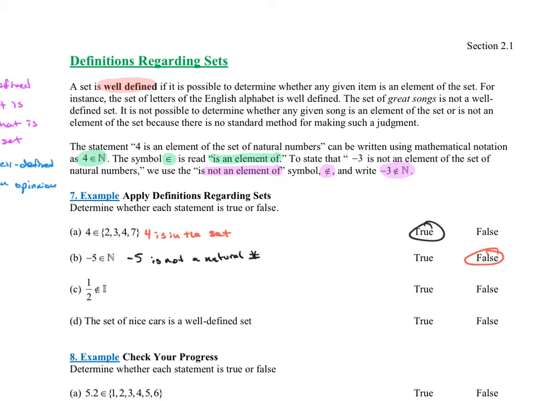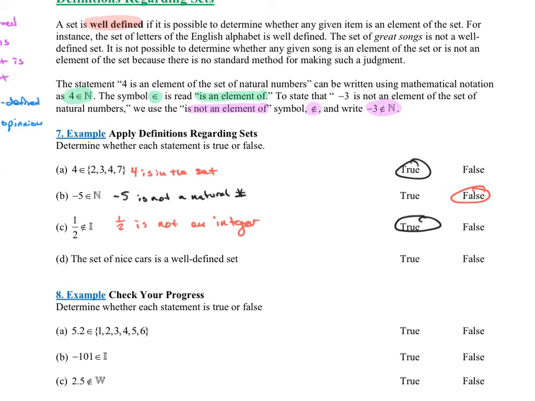Let's look at this next one. 1/2 is not an element of the integers. Remind yourself what the integers are. It's positive and negative numbers here. So 1/2 is not an element of the integers. That's true. Why is that true? Because 1/2 is not an integer. I didn't lie. I told the truth.